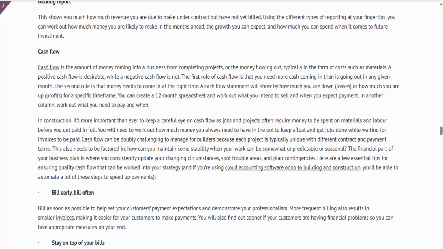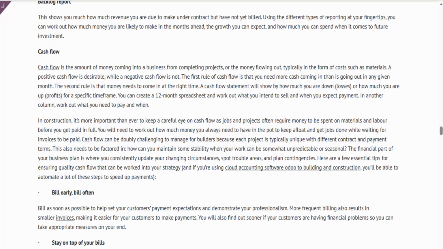How can you maintain some stability when your work can be somewhat unpredictable or seasonal? The financial part of your business plan is where you consistently update your changing circumstances, spot trouble areas, and plan contingencies. Here are a few essential tips for ensuring quality cash flow that can be worked into your strategy, and if you're using cloud accounting software tailored to building and construction, you'll be able to automate a lot of these steps to speed up payments.